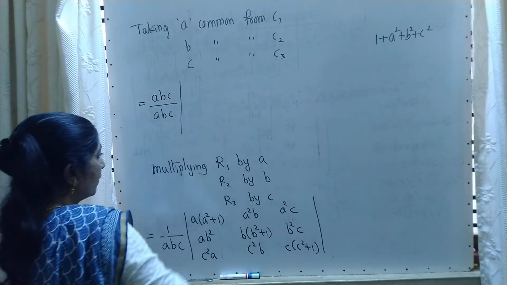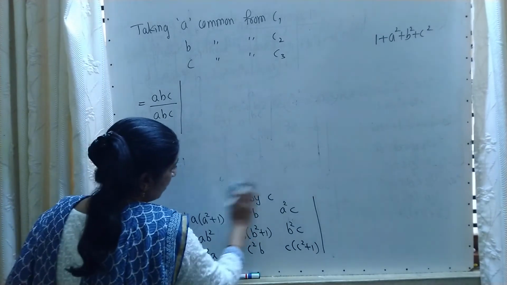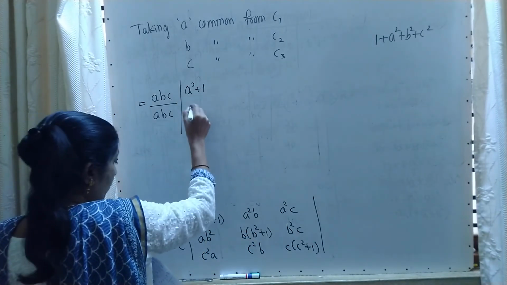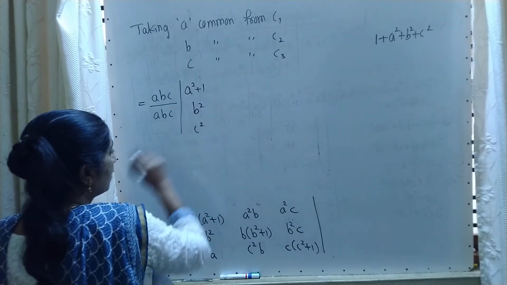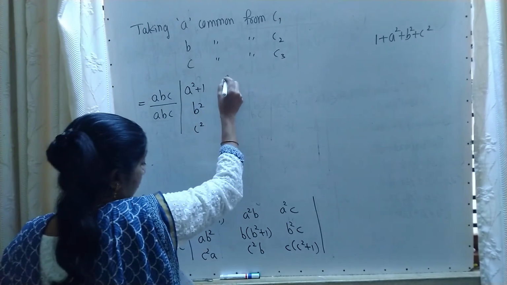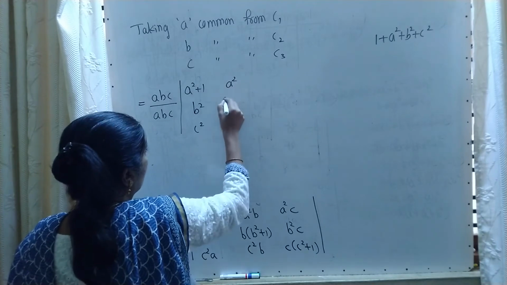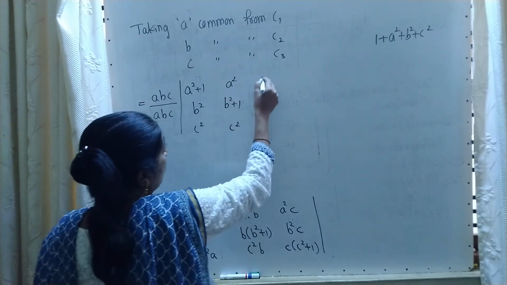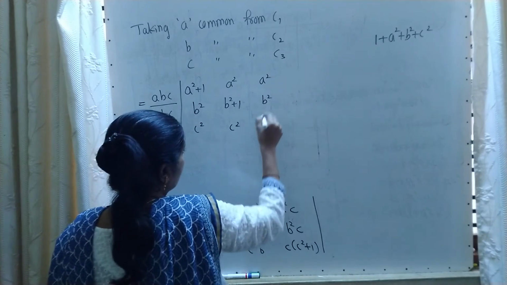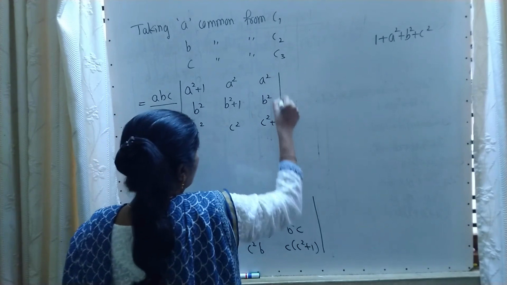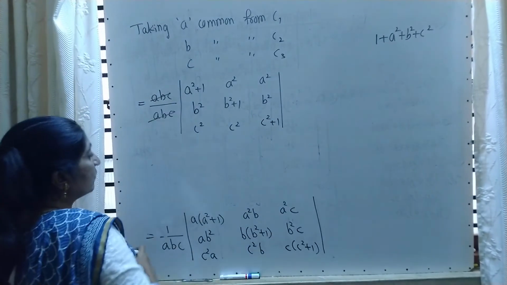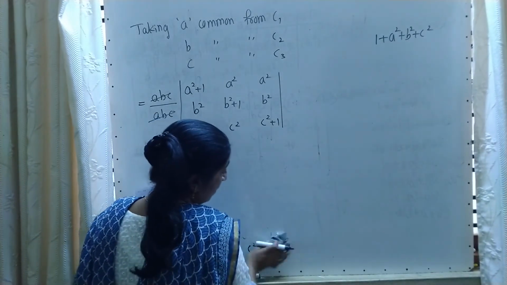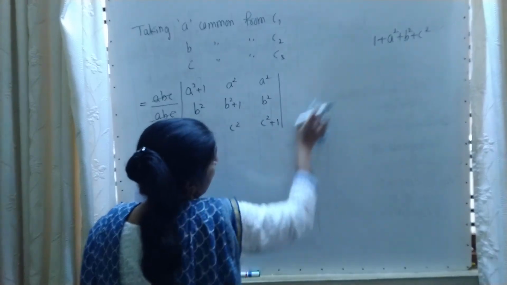I am writing the first column. A is common from the first column, that is A square plus 1, B square, C square. Next, B is common from the second column. C is common from the third column. See, the outside terms cancel, and what are we getting? A square plus 1, B square, C square. See, can we get that result or what?